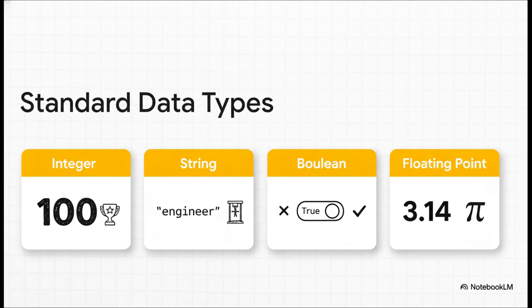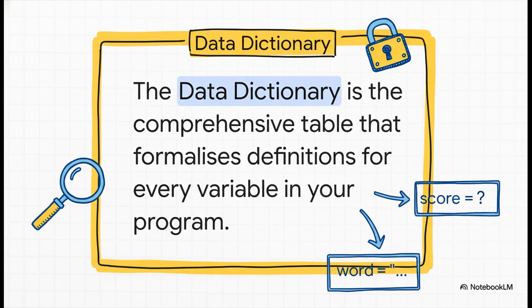Choosing the right type is absolutely vital. And this is where the data dictionary comes in. It's the official document that defines all of this stuff. It acts as the single source of truth for every variable in our game. A table like this makes sure that anyone working on the project knows exactly what each piece of data is and how it should be used.